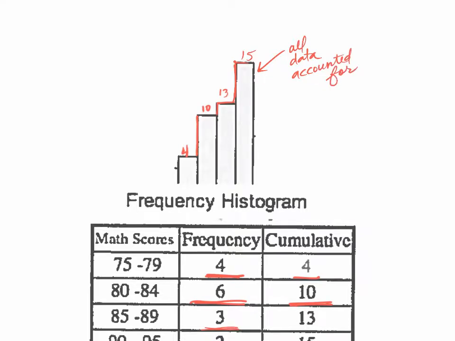So what goes across the bottom of that? Well, across the bottom would be your labels for what's in each bar. And you would have frequency over here on the side. You would actually be writing cumulative frequency. And so we're going to practice that right now.